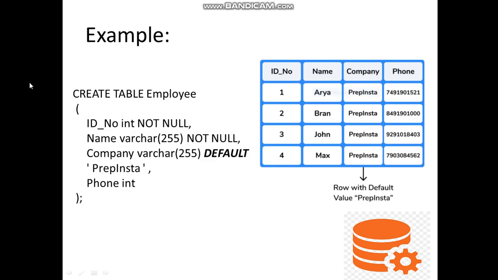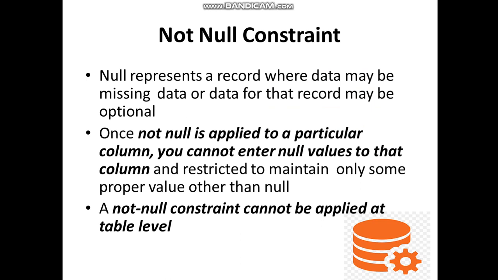For example, I am writing a query: create table employee, ID int not null, name varchar not null, and company varchar default 'prep insta'. That means by default my company name is prep insta. If I do not insert any other data for my company name, by default it will insert prep insta to all the values.